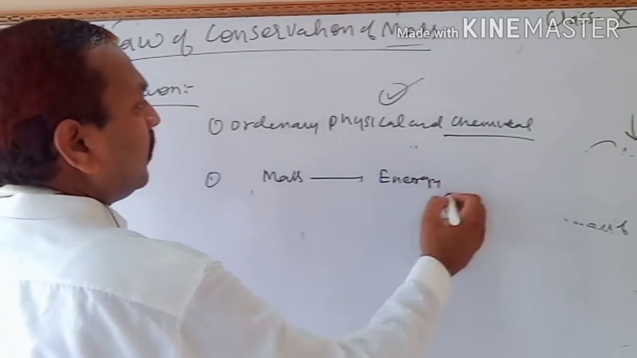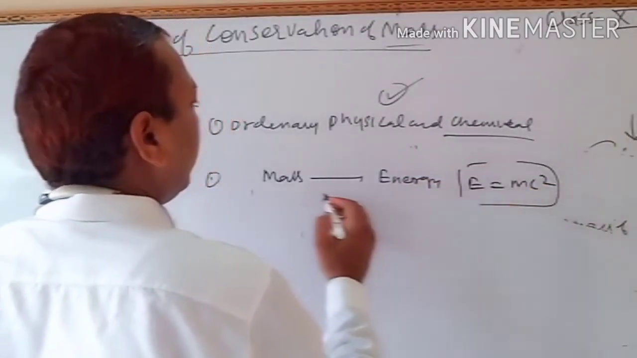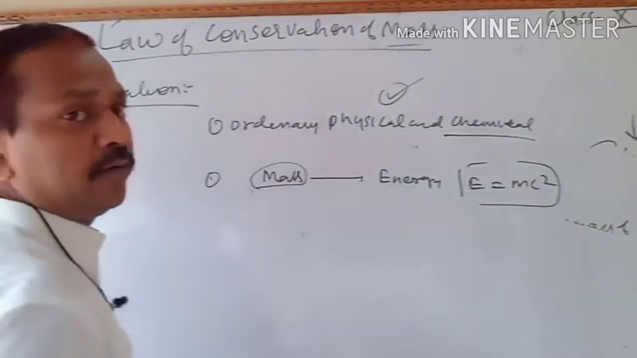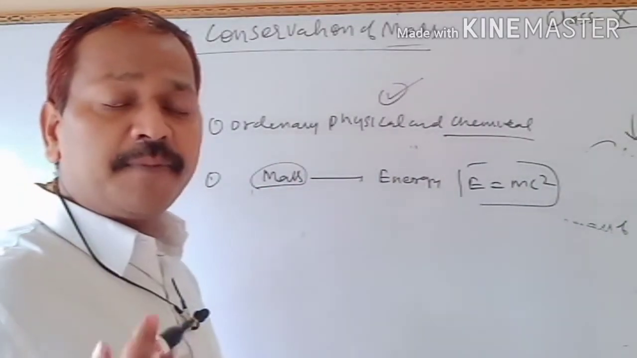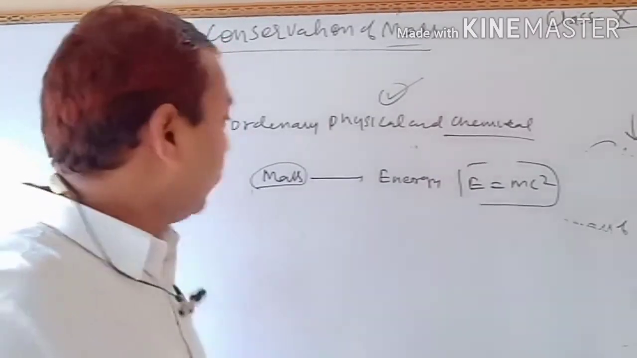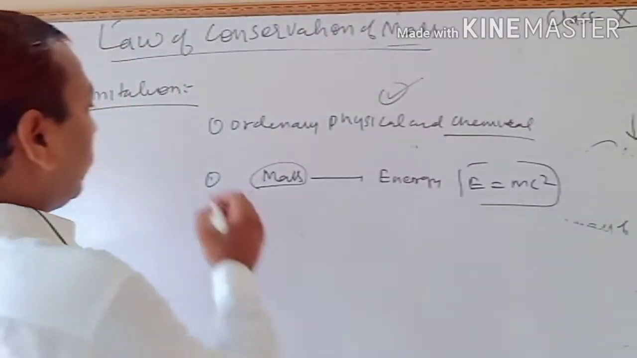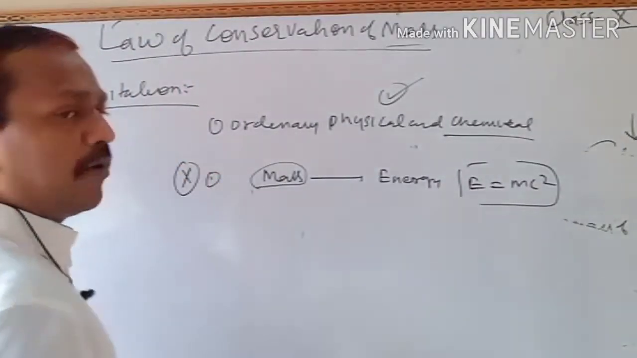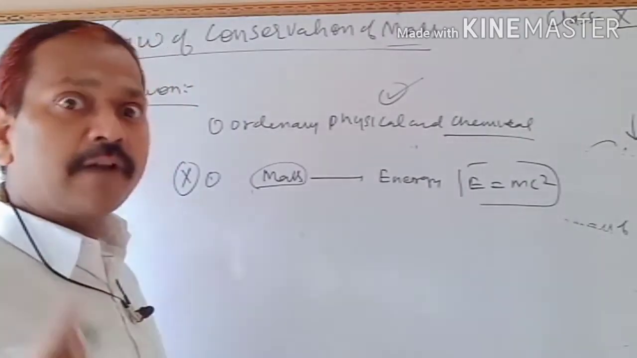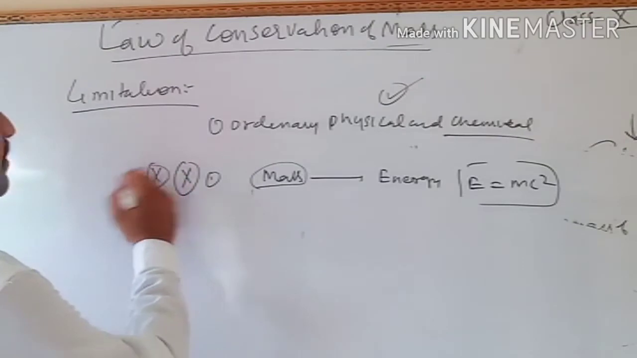Okay, so E is equal to mc². According to this, every mass can be converted into energy. So in a very special condition, if mass is converted into energy, then children, this law of conservation of mass is not applicable. So this is a limitation.